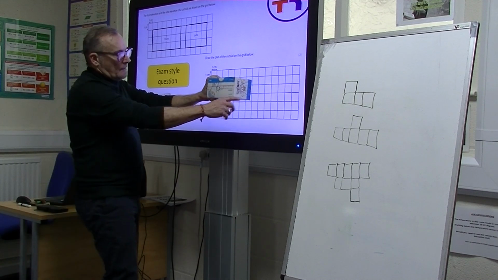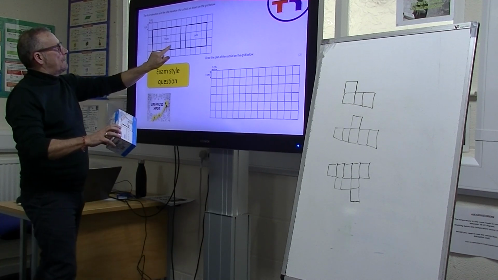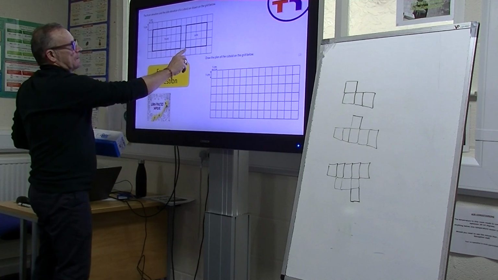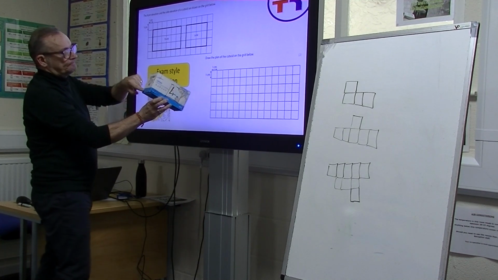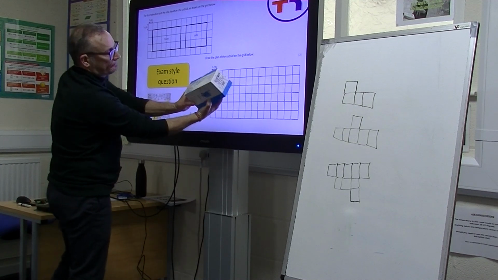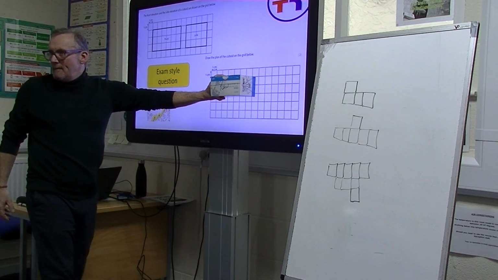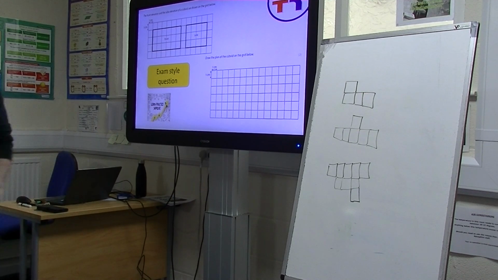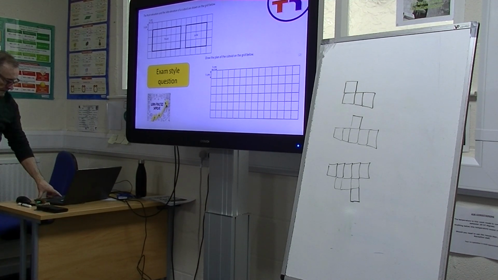You can see that it's that many squares long, 1, 2, 3, 4, 5, 6, and you can see that it's 1, 2, 3, 4 wide. But you can't see how high it is. Does that make sense? It'll look like that. Okay? That's how it would look.